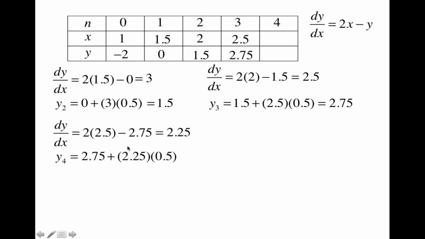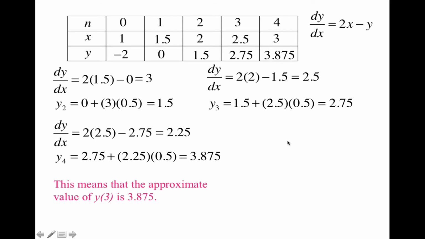Find the next y value by using the previous y value. So the next y value is 3.875. And notice that this gives me the y value when x is 3. So I have finished approximating. So what this means is that the approximate value of y of 3 is 3.875. And the actual value for the particular solution at x equals 3 is 3.7293. And I found that using my calculator.